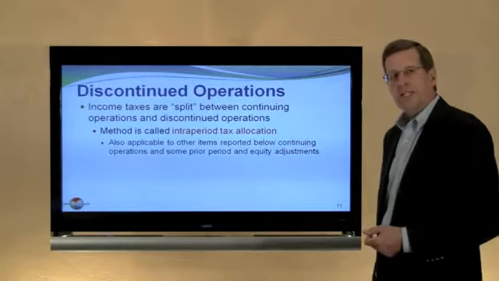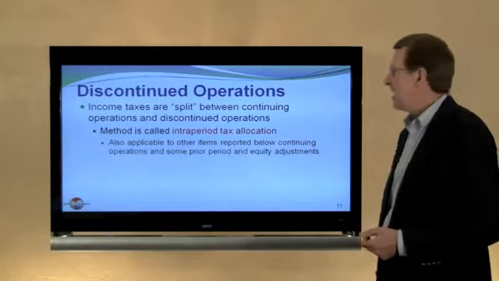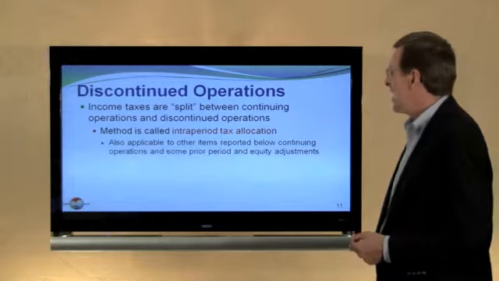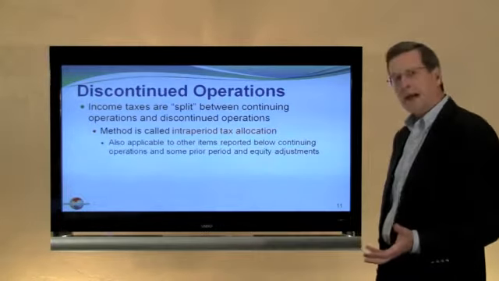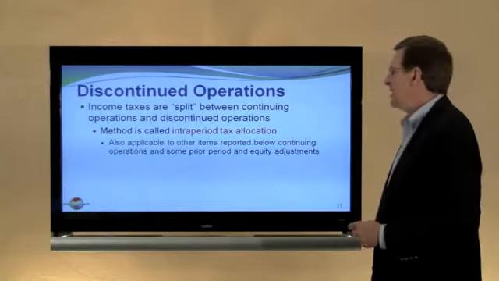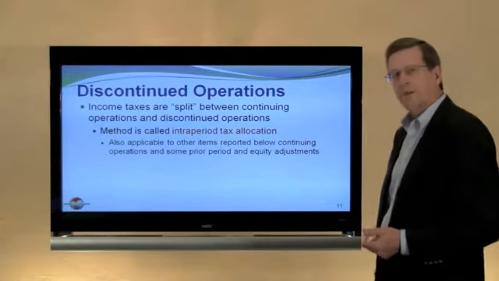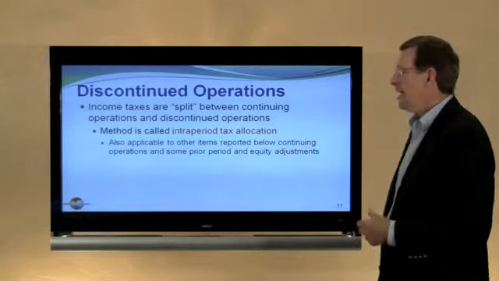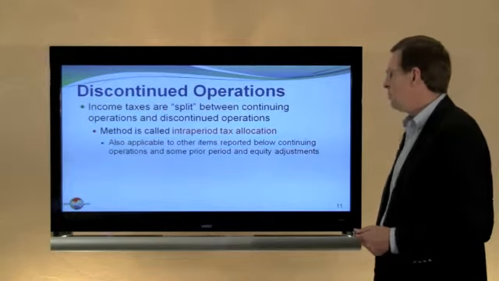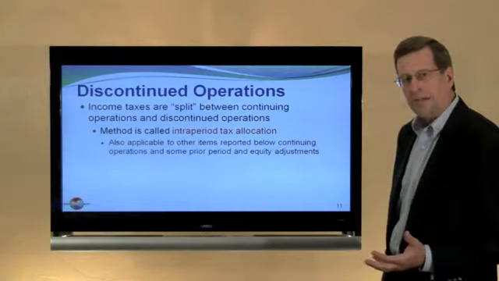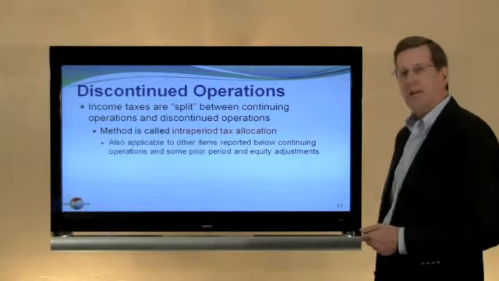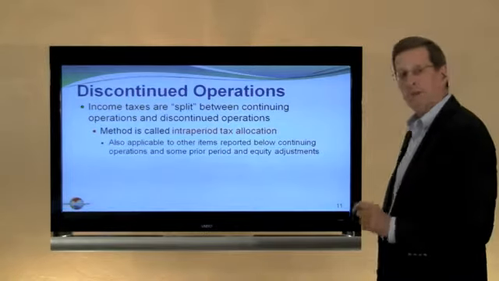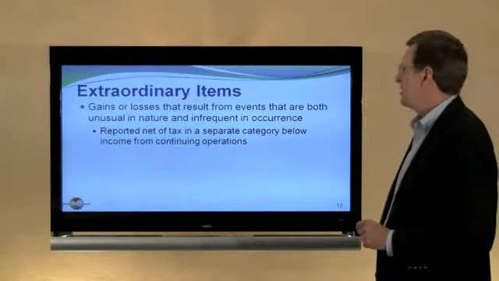Importantly, with discontinued operations, I noted that we were showing the effects net of taxes. Income taxes are split between continuing operations and the taxes that relate to discontinued operations. This is referred to as intraperiod, or within the same period, tax allocation. It's also applicable to other items reported below continuing operations, as well as prior period adjustments and other certain equity effects, which are sometimes shown net of their related tax consequence.